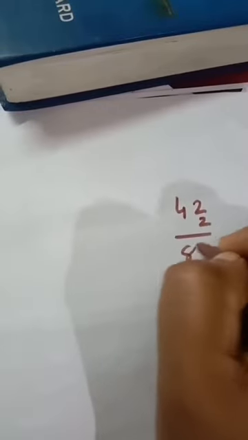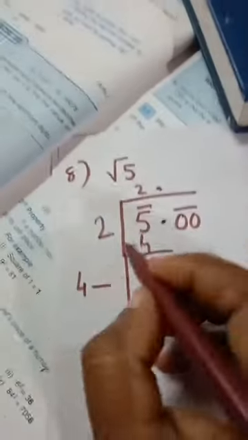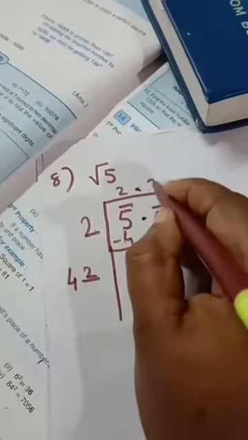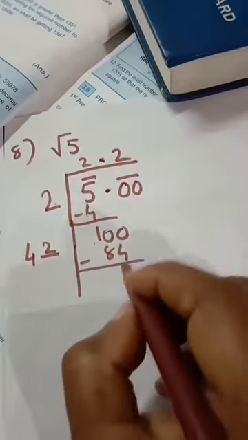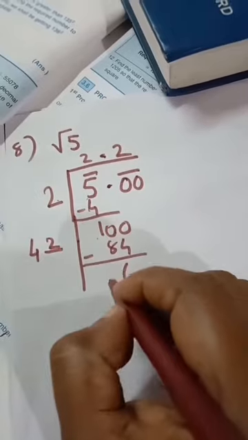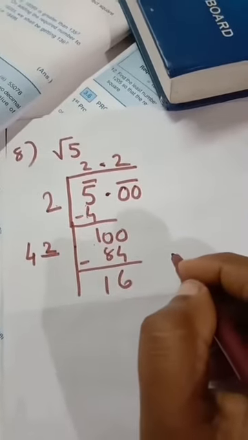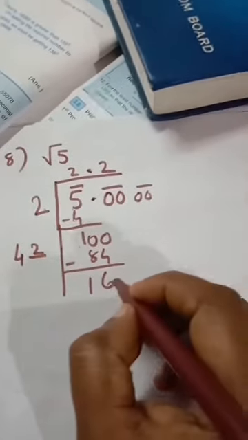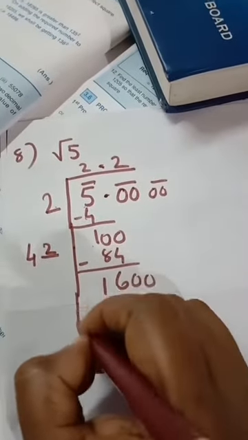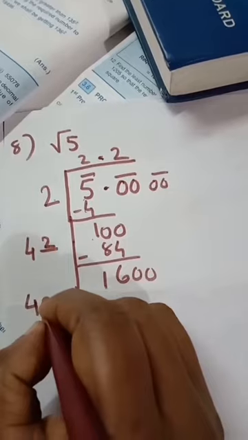Okay, now we know that 42 into 2 is 84. 84 is nearest to 100, you know. So here you write 2. Here also 2. 84. Now subtract, 6 and here 1. Now what to do? 2 more pair of 0. Here also bring down that 0. 4, double of 2 again 4.